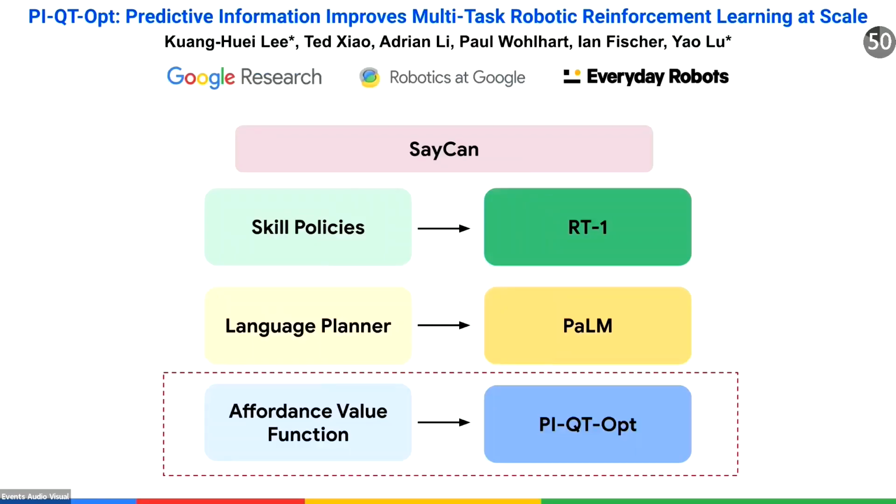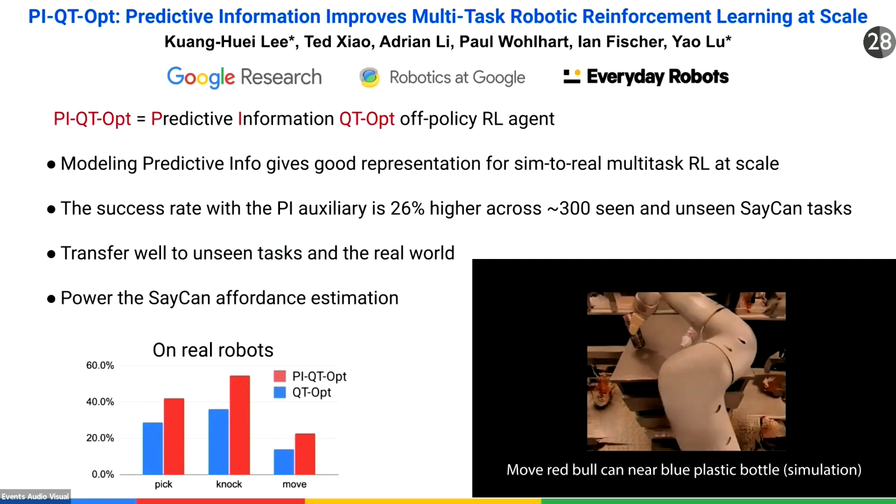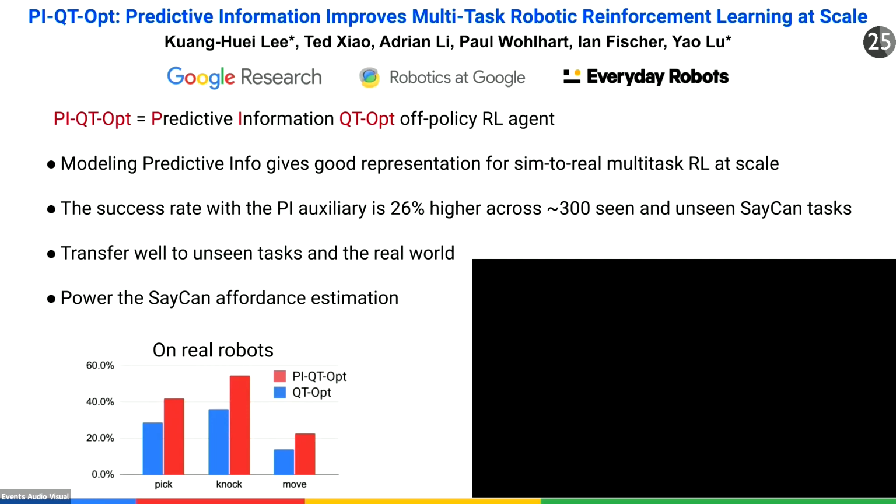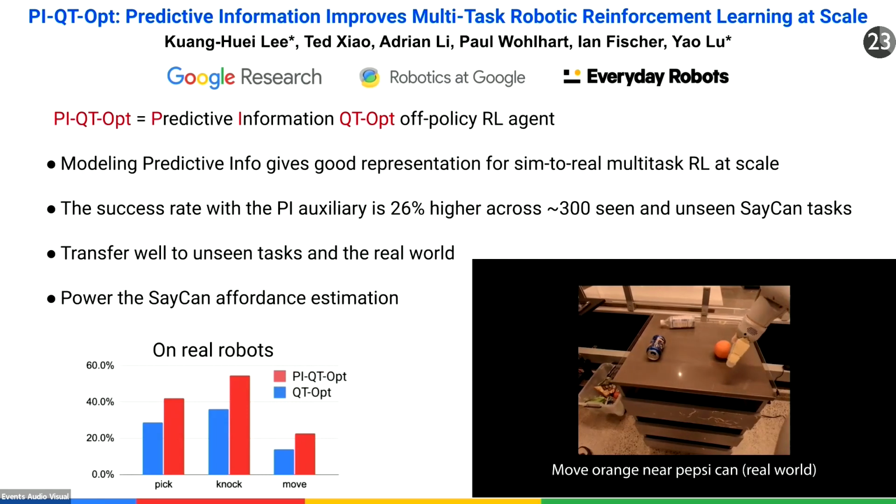Hi, I'm Kwang Lee from Google. And so in second, Vincent on the first step talked about that we now have the robotics transformer for low-level skill policies, and we have been using PaLM as a language planner. But the key to ground this language plan to what the robot can achieve in the real world is to have a good affordance value function. And we have been learning it with sim-to-real multitask RL with this PI-QT-Opt agent. So PI-QT-Opt stands for Predictive Information QT-Opt, and it's an off-policy RL agent. So we found that modeling predictive info.